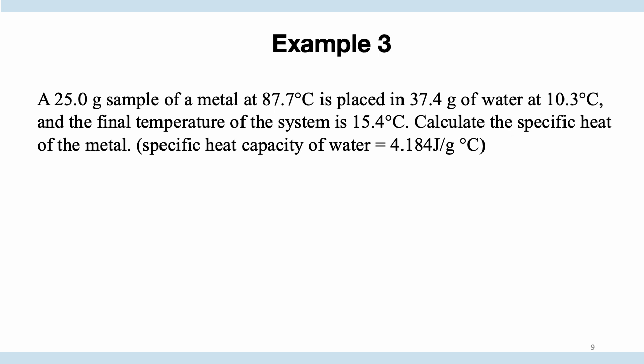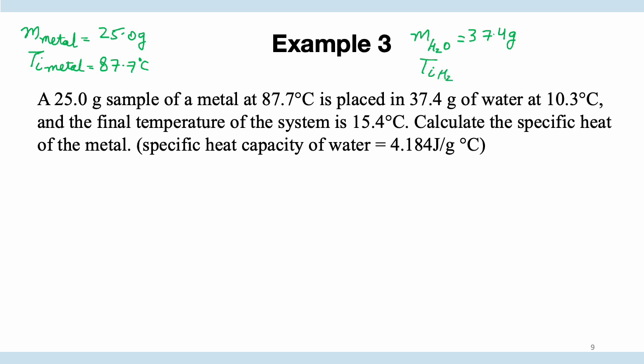A 25-gram sample of metal, so mass of metal is given to me: 25.0 grams at 87.7 degrees Celsius, which means this is the initial temperature of metal, 87.7 degrees Celsius. It is placed in 37.4 grams of water, which means I have water also. Mass of water, H2O, is 37.4 grams at 10 degrees Celsius, which means this is the initial temperature of water, 10.3 degrees Celsius.